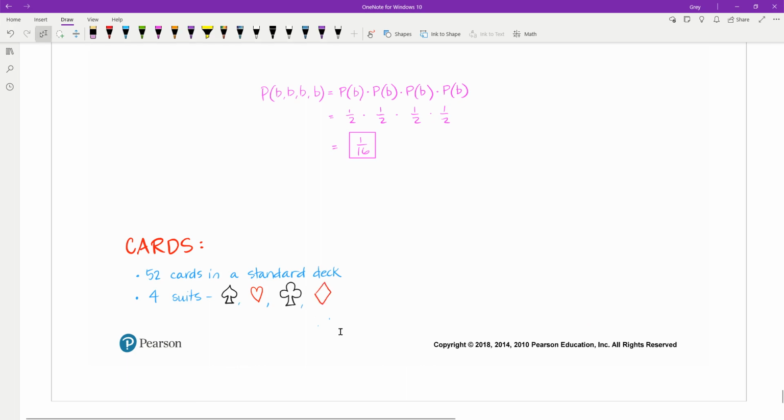Spades and clubs are black. Diamonds and hearts are red. And you have 13 cards per suit. And those range from ace to 10, jack, queen, king. So you need to be familiar with that information if you're not already, so you can answer the questions successfully.